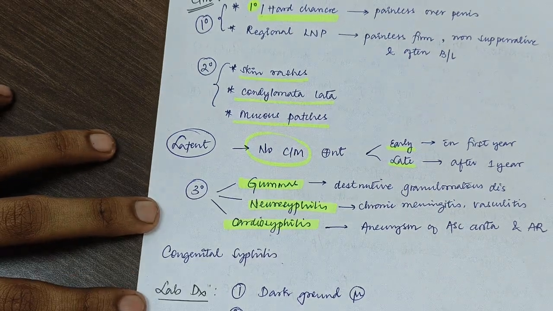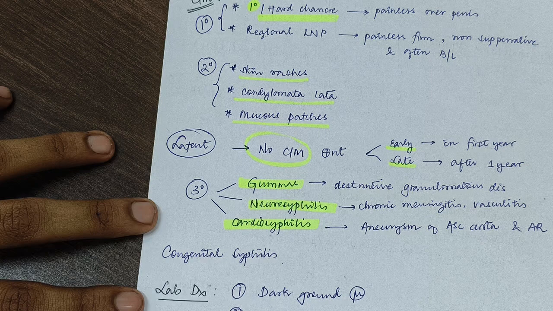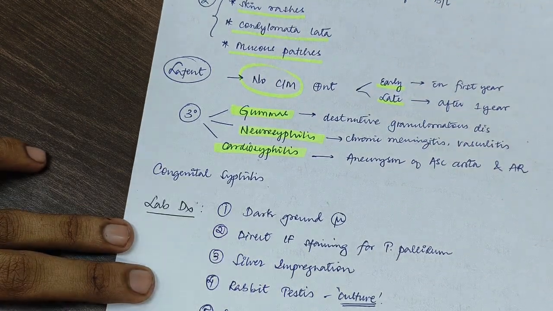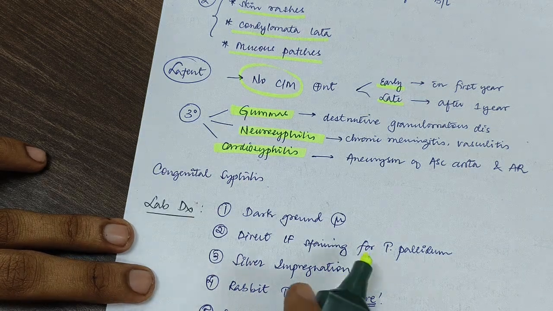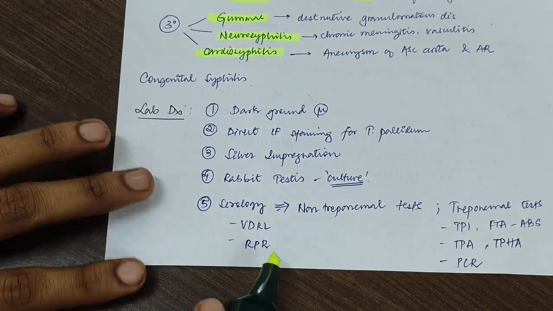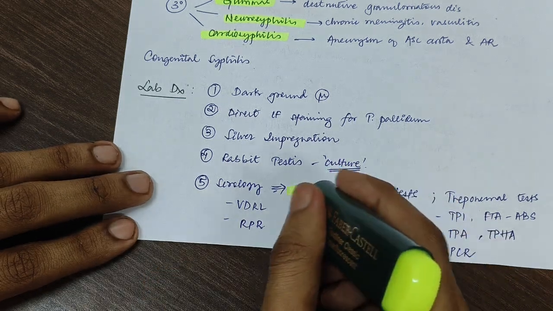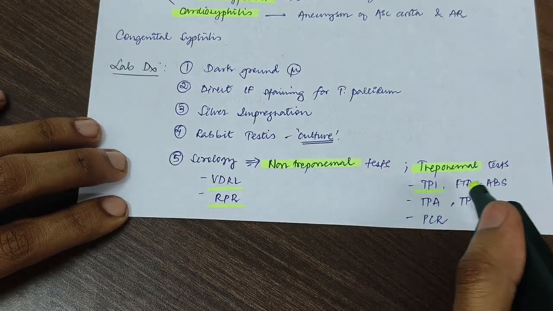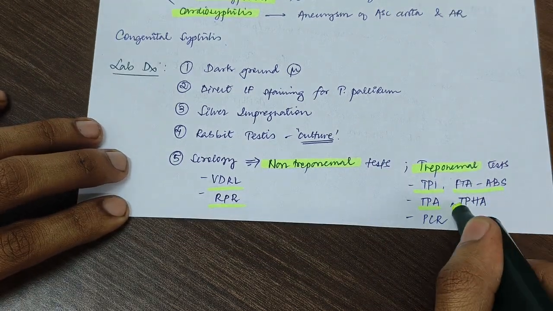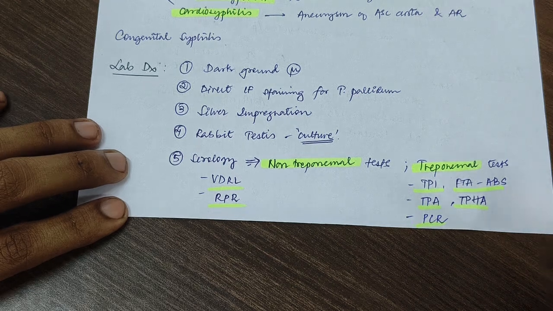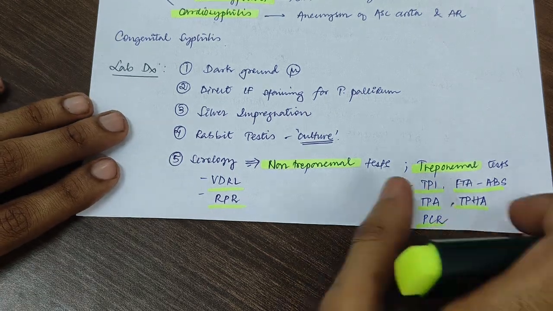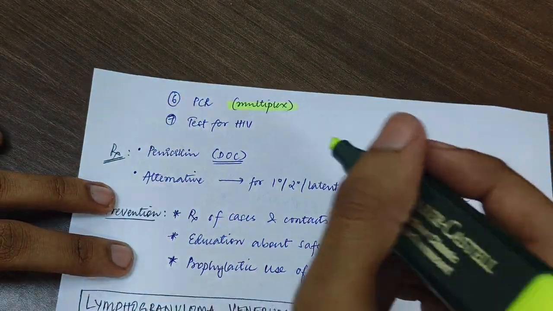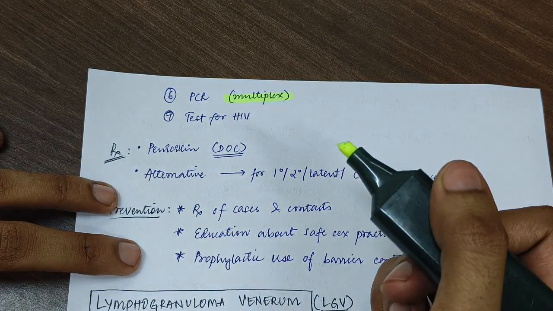You are going to tell the triad of congenital syphilis in the comment below. So lab diagnosis is dark ground microscopy, direct immunofluorescence for staining, then silver impregnation, rabbit test for the culture, serology such as non-treponemal tests, which are very sensitive, such as VDRL and RPR, then treponemal tests such as TPI, FTA-ABS, TPA, TPHA. You remember this T, and those T's are for syphilis. And PCR as usual. Multiplex is the PCR type you are going to use here. Then test for HIV because a syphilis patient may have HIV.